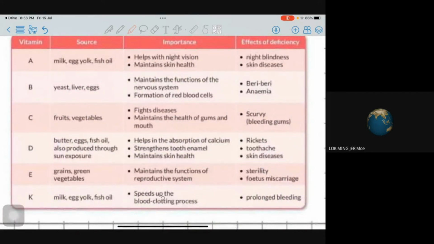Okay, and then this is the importance of each source of the vitamin. This one, Mr. asked you to memorize, right?